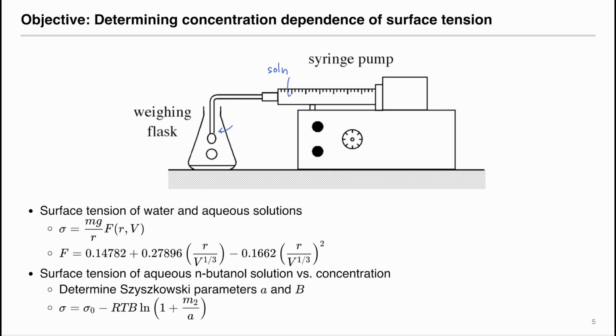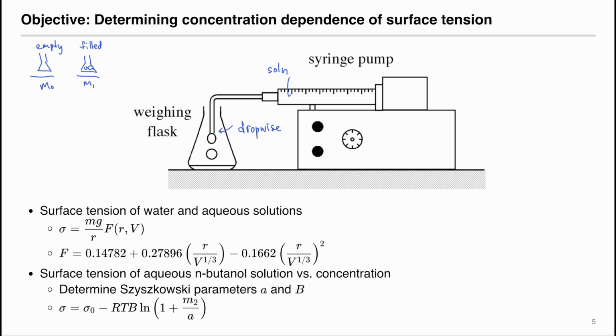So we want a flat nozzle at the top, and we want the solution to come out of the nozzle dropwise. That's why we call it the drop weight method. And we want to place a weighing flask under the nozzle. First, we weigh the empty flask from zero. Then we also want to weigh the flask filled with drops of water. And the difference between them will be the weight of each drop.